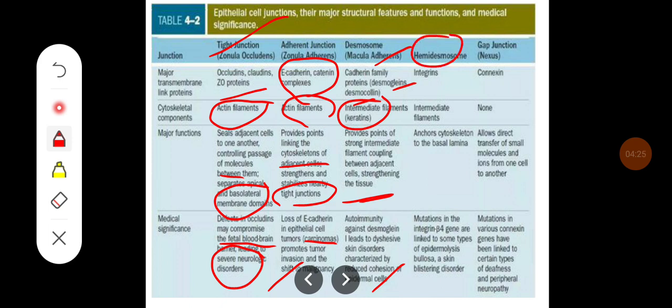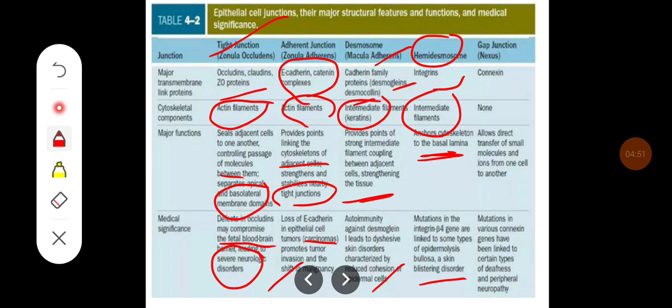Coming to hemidesmosomes, they use the integrins as major transmembrane link proteins and intermediate filaments as cytoskeletal components. They anchor the cytoskeleton to the basal lamina. Mutation in the integrin B4 gene is linked to some types of epidermolysis bullosa, a skin blistering disorder.